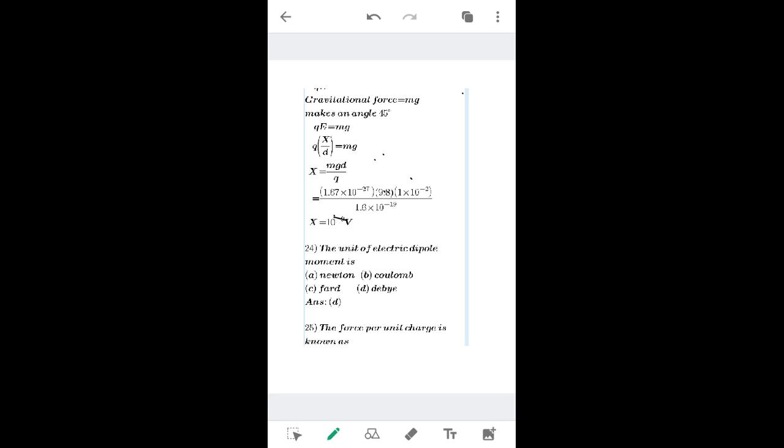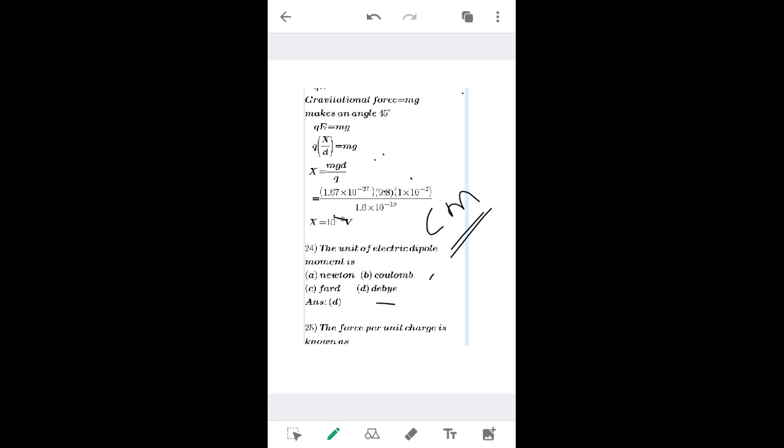Next, the unit of electric dipole moment is: first option Newton, B is Coulomb, C is Farad, and D is Debye. Another unit of electric dipole moment, apart from what we have seen, Coulomb meter, is Debye, from the name of the inventor. It is not Newton. Newton is for force, Coulomb is for charge, and for capacitance it is Farad. So Debye is the correct answer. D is the correct option.